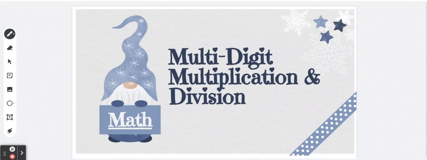Right now we are in our multi-digit multiplication and division unit. So today we are just going to be doing a lesson on division. So let's jump into it.